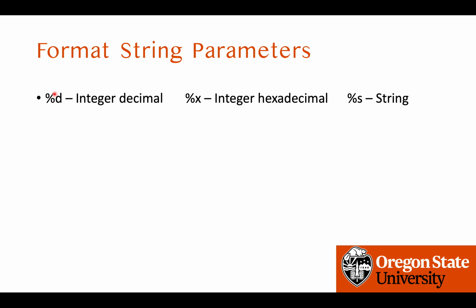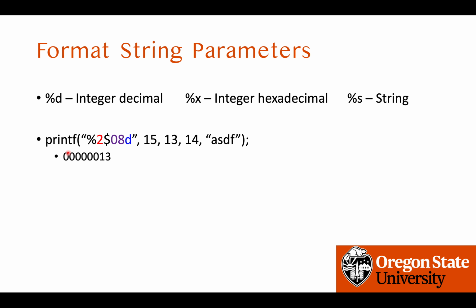So I prepared several examples. In this example, printf with %2 something. %2 means that it is not using the first additional argument; it will use the second additional argument. So it will print 13 as a decimal number, but padded with 0 to length 8. So it will print out six 0s, then 1, 3.